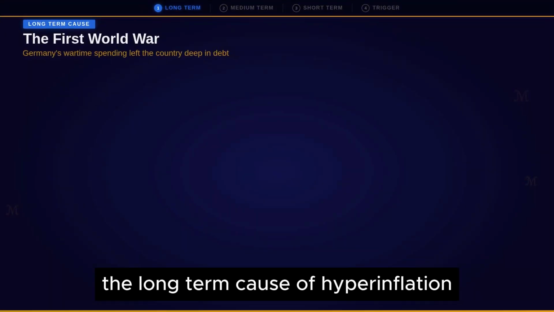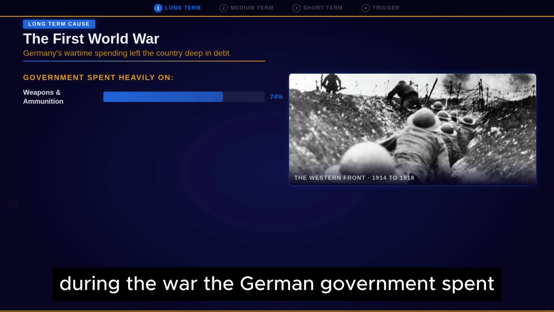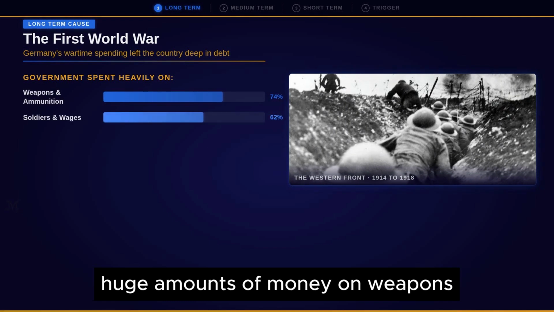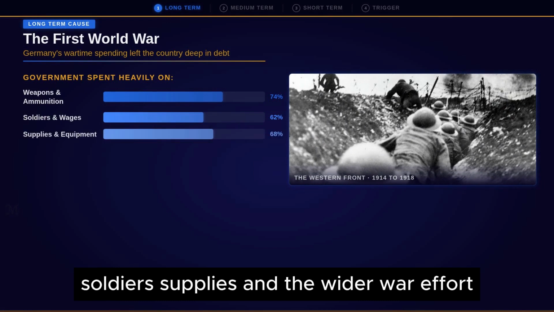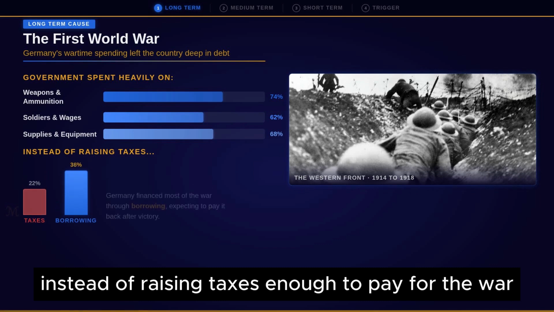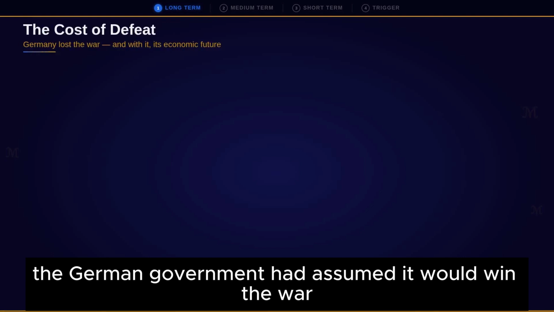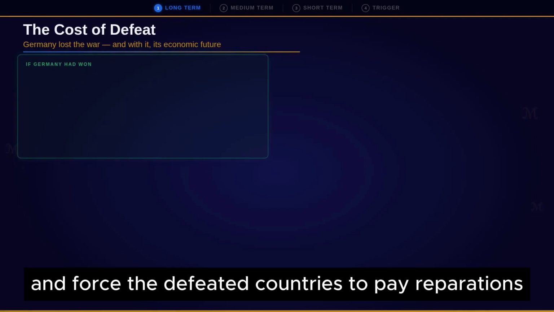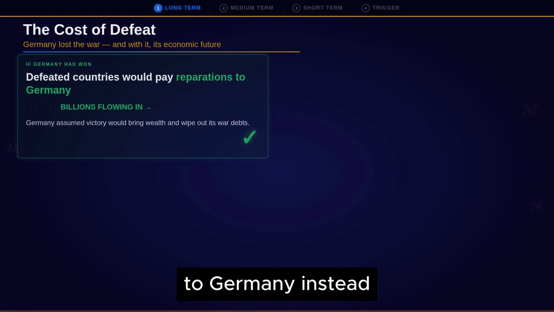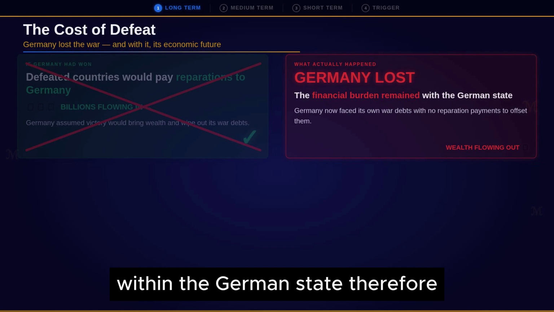The long-term cause of hyperinflation was rooted in Germany's experience of the First World War. During the war, the German government spent huge amounts of money on weapons, soldiers, supplies and the wider war effort. However, instead of raising taxes enough to pay for the war, the government relied heavily on borrowing money. The German government had assumed it would win the war and force the defeated countries to pay reparations to Germany. Instead, Germany lost. This meant the financial burden remained within the German state.